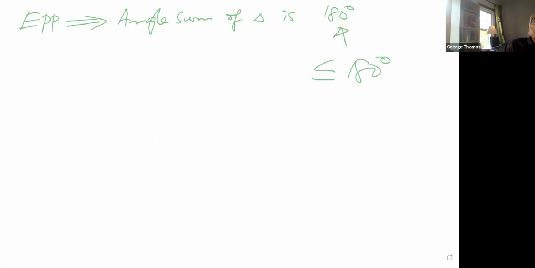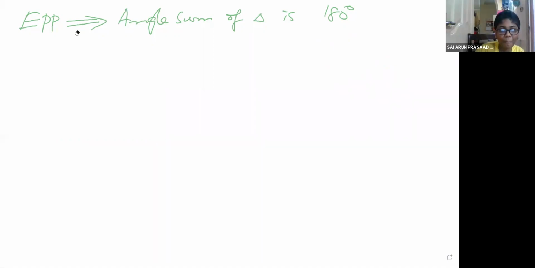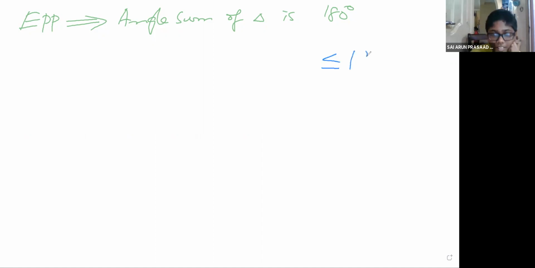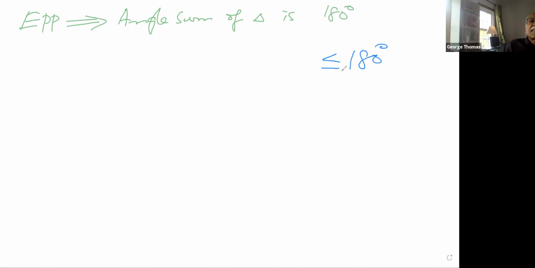In hyperbolic geometry, what do you think is going to happen? The angle sum will be, well, we will see. Hold on. Good. Yes? Sir, it will be greater than 180. No, it will be less than 180, because remember, the angle sum is always less than or equal to 180. It can never be greater, okay?